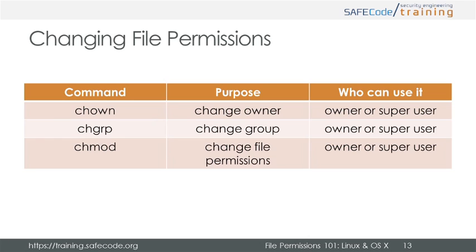chmod is commonly used by the owner of a file to change the file's permissions and give or deny access to other users. The other two commands are usually only available to super users. However, there is one exception. The owner of a file can use chown or chgrp to change the group of the file as long as he also belongs to that group.